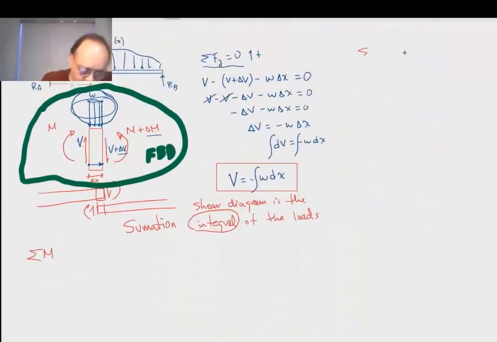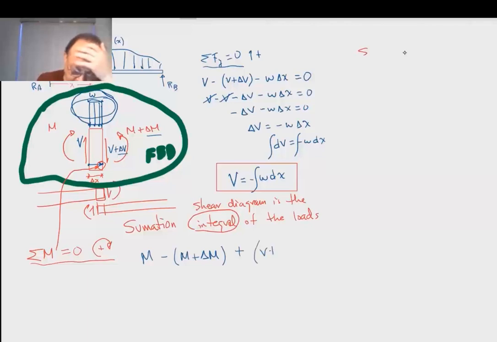Now same thing for the moments. Let's do summation of moments about the right of the element here. Summation of moments equal to 0 about this point here. And let's see positive in this direction. Then what do we have? We have M minus M plus delta M plus the moment produced by V plus delta V, that will be V plus delta V multiplied by the lever arm, which is delta X.